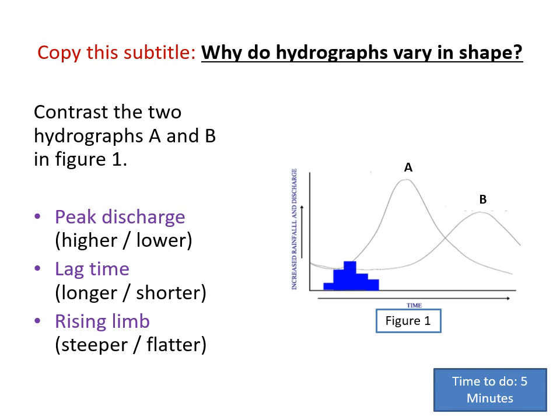And the task is to contrast the 2 hydrographs A and B in that figure, in figure 1. Contrast. It's a command word that means say what the differences are. Simple as that. What are the differences between A and B? Talk about the 3 things here. The peak discharge. Is it higher or is it lower? The lag time. Is it longer or is it shorter? And the rising limb. Is it steeper or is it flatter? Pause the video now. Get cracking with that.